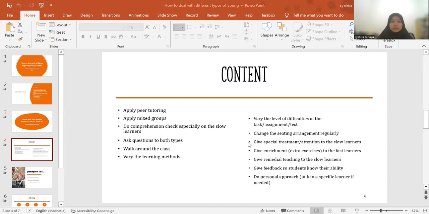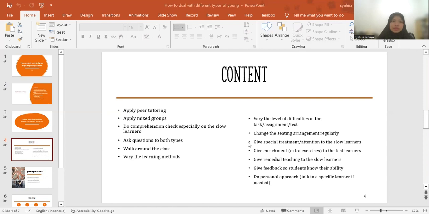Walk around the class. To be able to make children pay more attention, we can walk around the classroom while interacting with students and giving material. Vary the learning methods. To balance children's learning types, teachers should apply various learning styles or methods in delivering material.